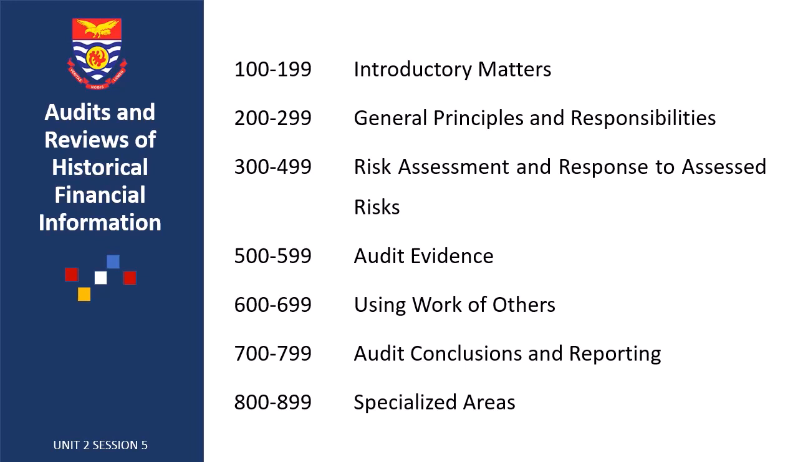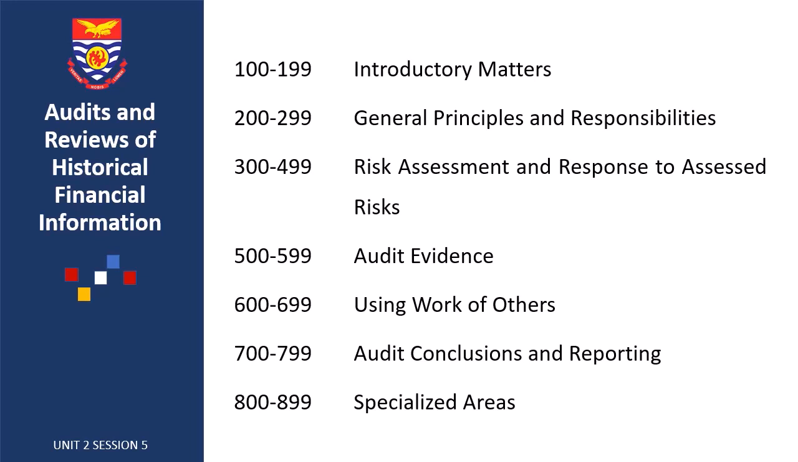It can be the work of experts, it can be the works of the internal auditor and co. So the standards that fall here talk about how and when you should rely on the works of others, or you can make use of them. Then from 700 to 799, talk about the audit conclusion and the reporting.